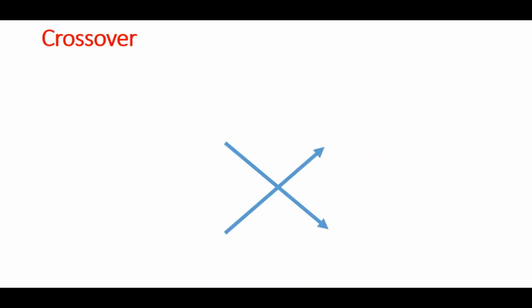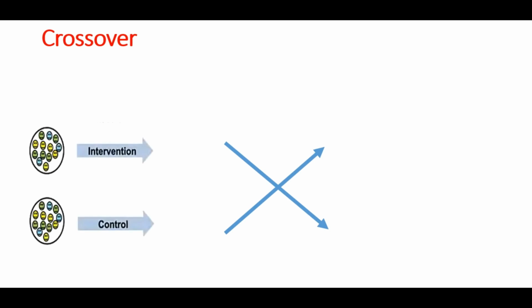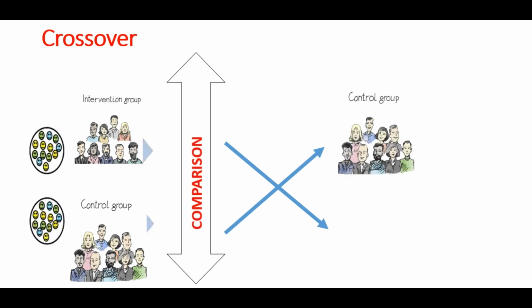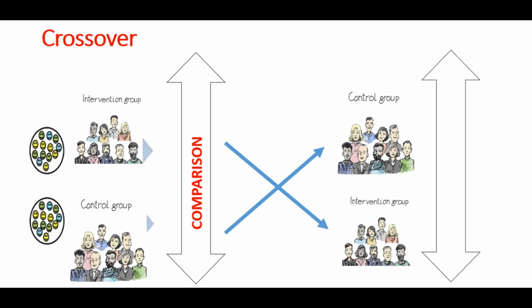Crossover RCTs are similar to parallel RCTs. They consist of two treatment phases. Phase 1 corresponds to the parallel RCT. Then the participant changes the intervention. Crossover studies are particularly used when it comes to the treatment of chronic disease with short-term effect therapy.